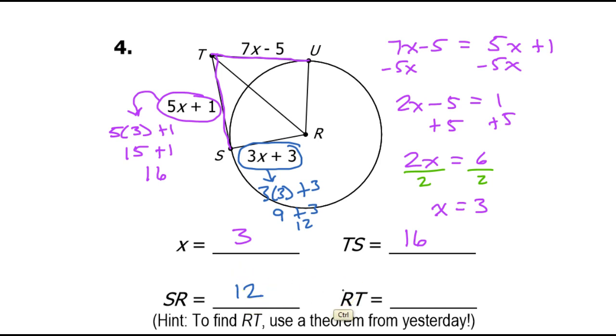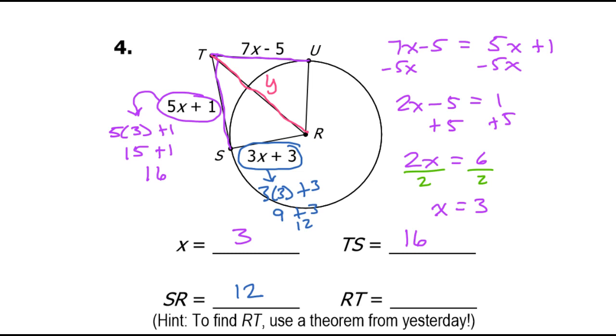Now we are supposed to find RT. Let me switch colors again. So here's RT, and that's what we're supposed to find next. I can't call it X because we've already used the variable X. I'll call it Y. I need to find Y.